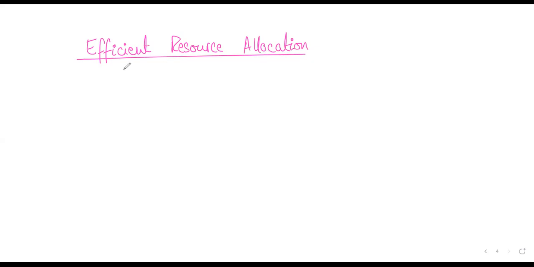Now, the second thing that you have to explain after this is, what does it mean to have efficient resource allocation? In this, you have to talk about the two components of efficiency, which are productive efficiency and allocative efficiency. So you will say efficient allocation of resources means making the best possible use of resources without any wastage.